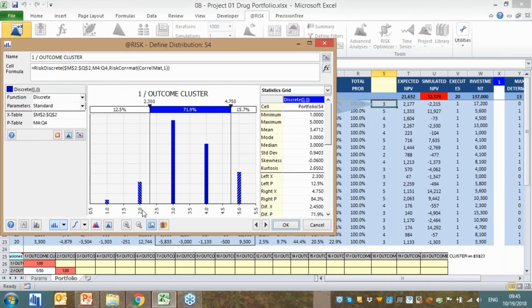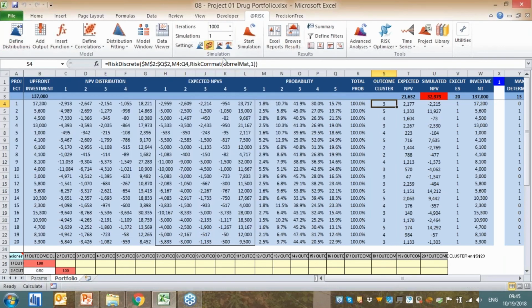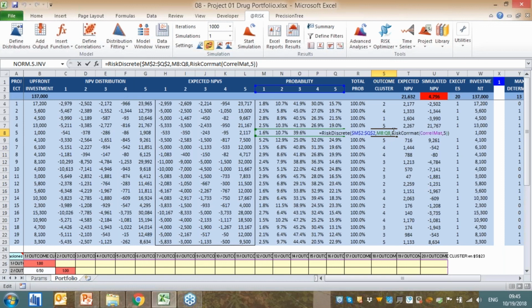So those are my 5 possible outcomes, either among 1, 2, 3, 4, or 5. 5 is the one in which I make a lot of money, and that's its likelihood, 15.7%. Now, as you can see, by F9ing many times over, I'm getting on column SS which one of these outcomes is being possible. Now, this is what I want to point out, a reference to CorrelMat.